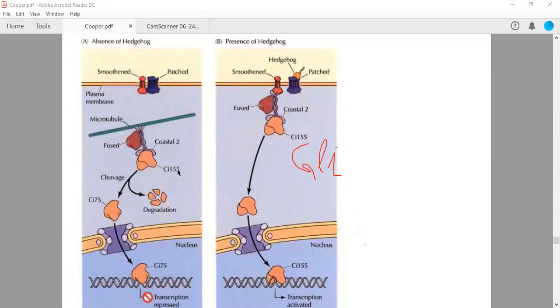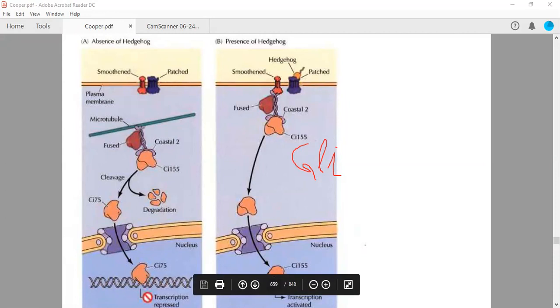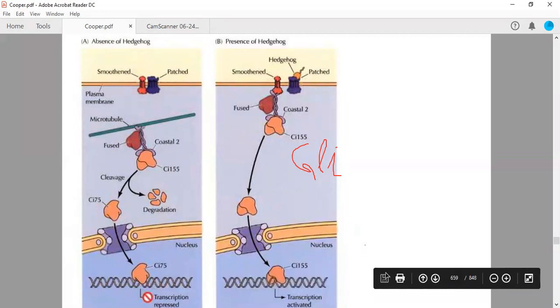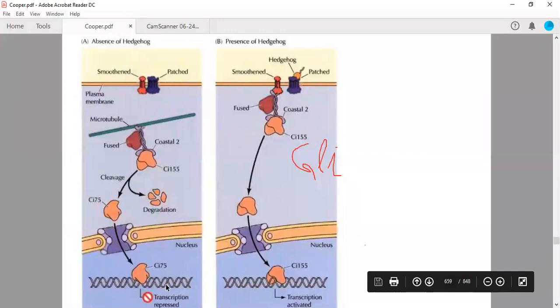So it will leave only one subunit. This is a dimer with a molecular weight of 155, so if it is degraded, half will be left. So CI-75 will be left, and one subunit is degraded. If CI-75 moves into the nucleus, it will not activate but repress certain genes which are under the direct control of CI-155.